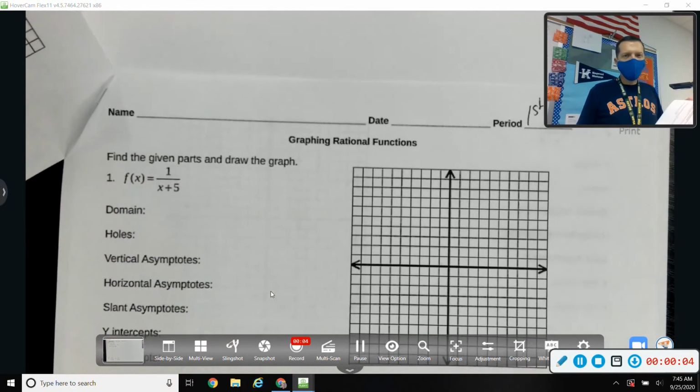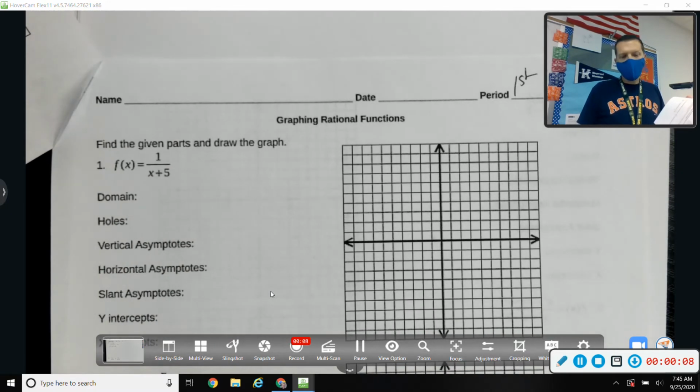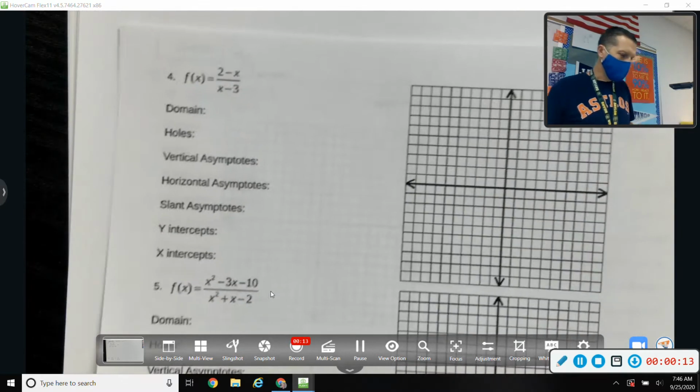All right, Thursday's assignment was this worksheet, 1 through 6. Friday's assignment will just be 7 through 11 on the same worksheet. Let's go over number 4.